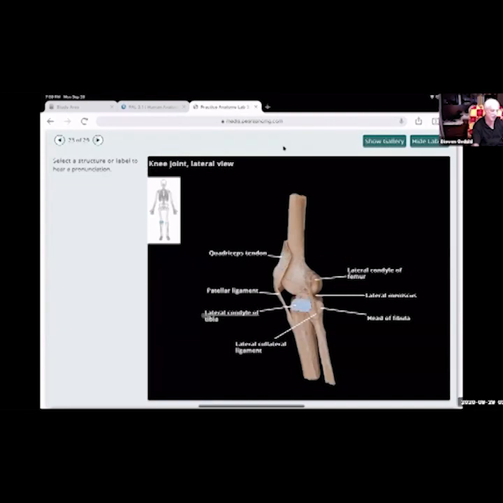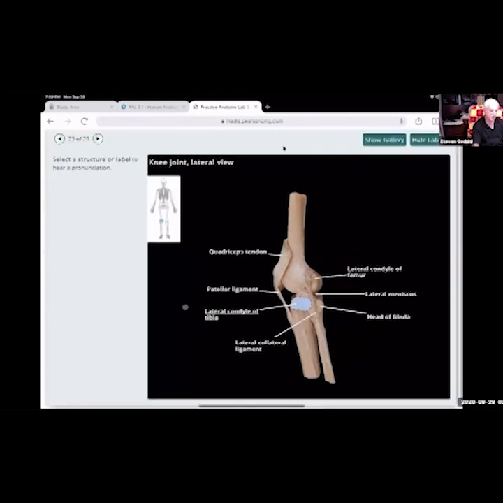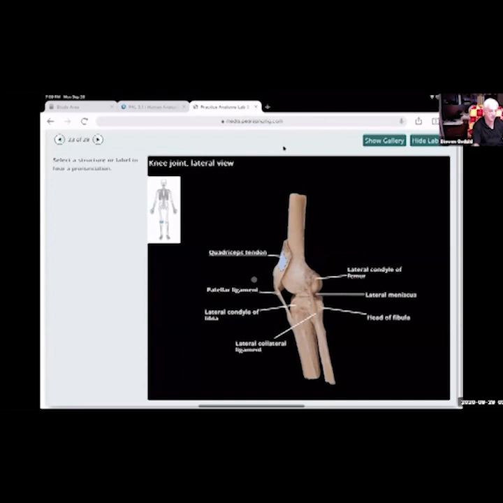Okay, lateral view. You have your patella still. This time it's not reflected down. So you have your quadriceps tendon, which connects the patella to the femur bone. You have your patellar ligament, which connects the patella to the tibia. You have the lateral condyle of the tibia and the lateral collateral ligament.